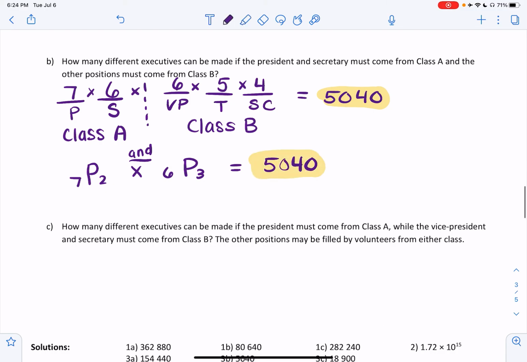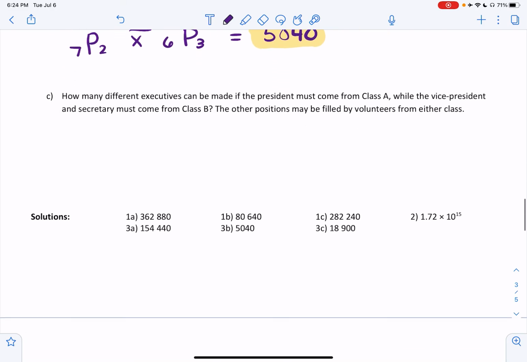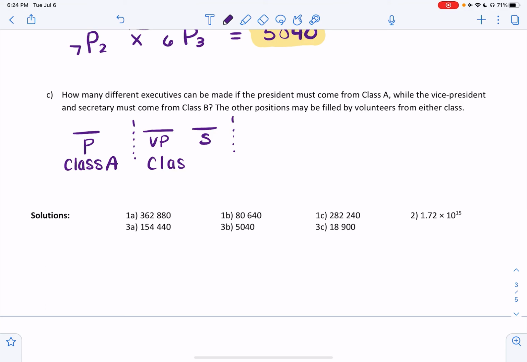There we go. Now our final example here, how many different executives can be made if the president must come from Class A, while the vice president and secretary must come from Class B, and then the other positions can be filled by any student, no restrictions there. Again, let's draw out all of the spaces. So from Class A, we need the president. From Class B, we need the VP and the secretary. And then from anyone left over, we need the other 2 positions, treasurer and spirit coordinator.